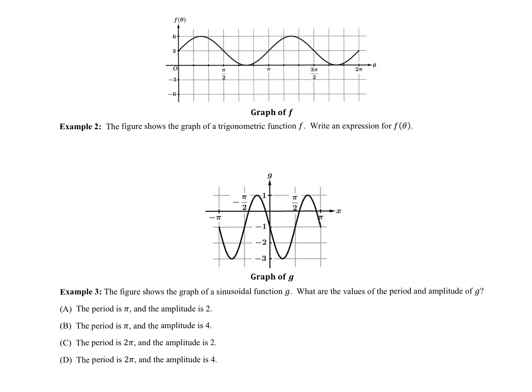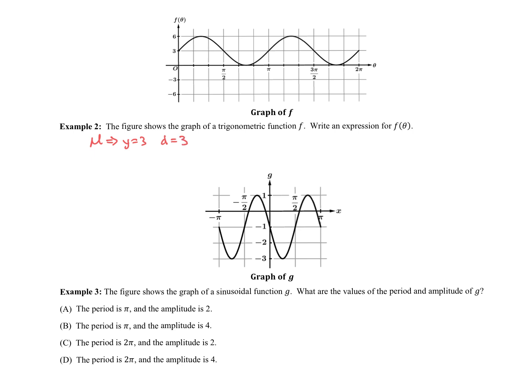All right. So on example 2, we need to find an expression for f of theta. And so we need to solve for our a and our b and our d here. And so I always like to start out with my midline. And so what would be my midline here? Y equals 3. And so that solves for which one? The a, the b, or the d? The d. And so the d equals 3.